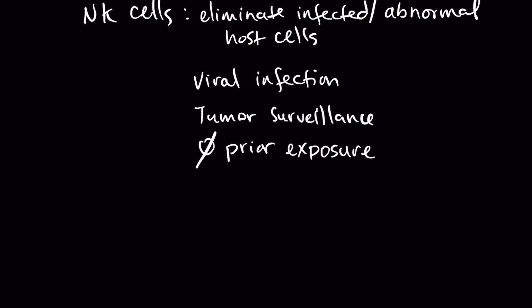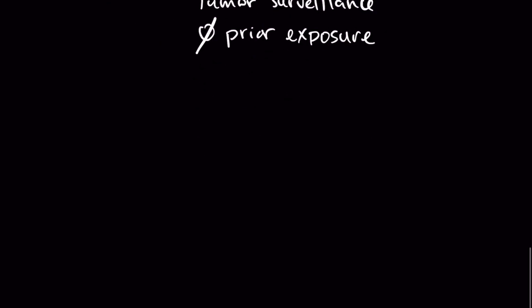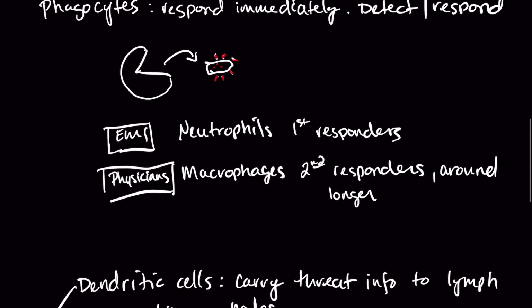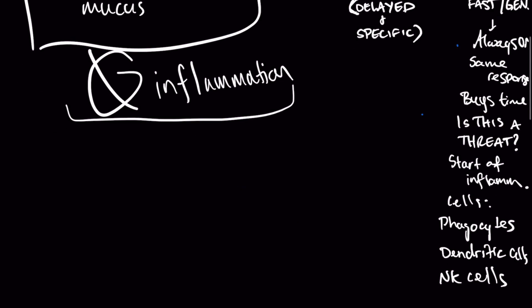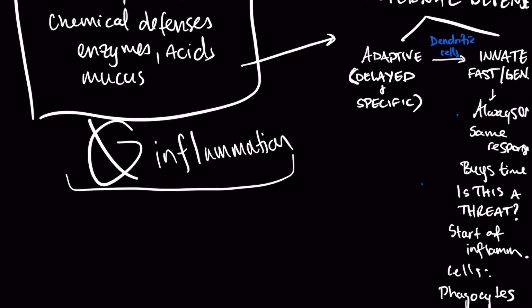Now moving on to our lymph nodes. So lymph nodes, when we come back up here, we have our adaptive and innate on this right side here.